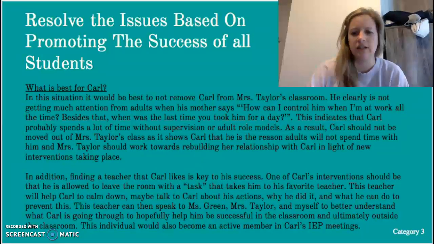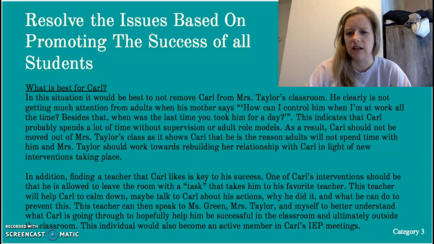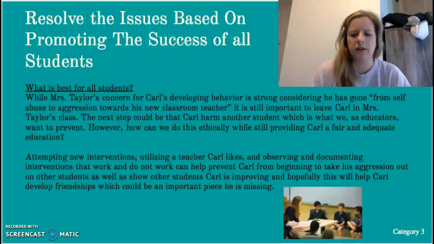So what's best for Carl is to stay, but we need to teach him coping skills for the behaviors that we are seeing in him, because those are not safe for him or for anybody else. And the next step is what is best for all students.